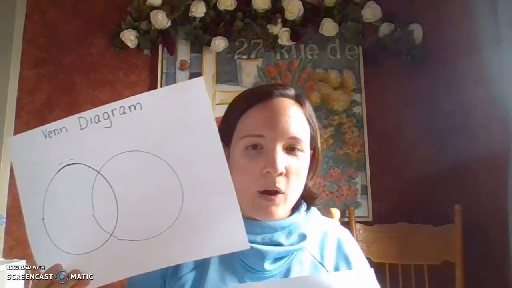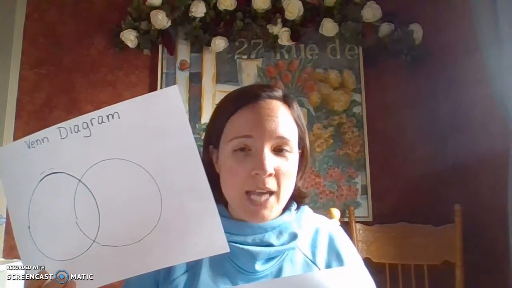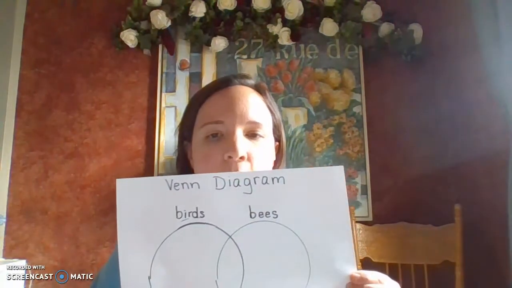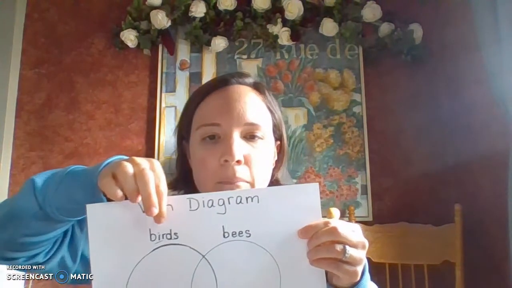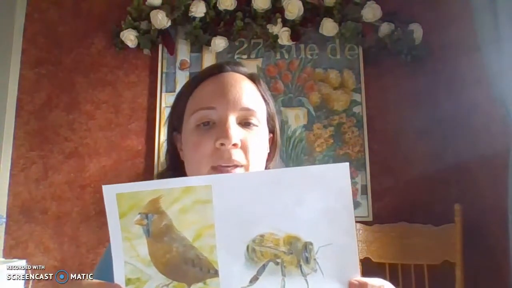Now, I'm going to go ahead and start filling out my Venn diagram. The first thing I'm going to do is label the top of my Venn diagram. So I went ahead and labeled my Venn diagram. I wrote down birds on this side and bees. Now I'm going to take a look at the picture again and try to figure out how the birds and the bees are the same and how they're different.